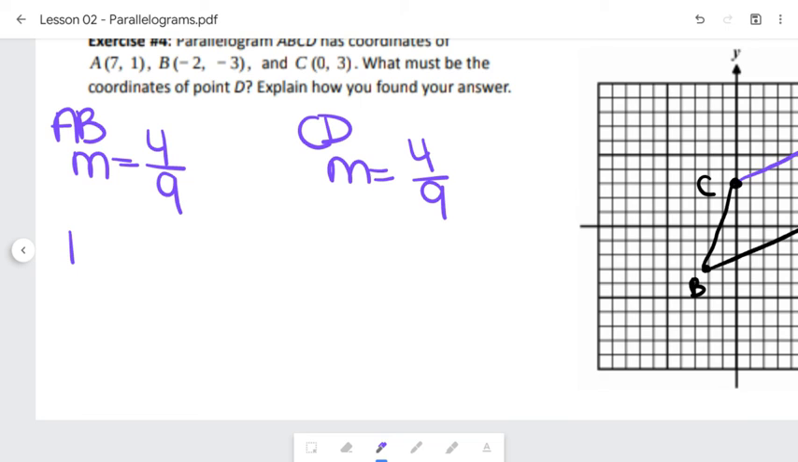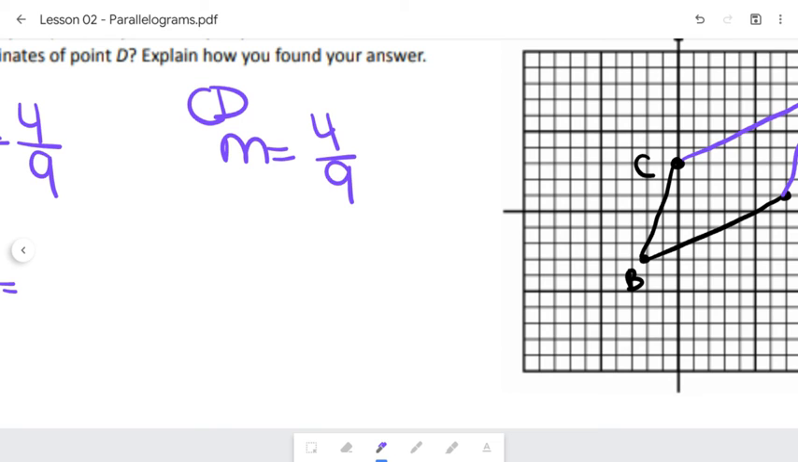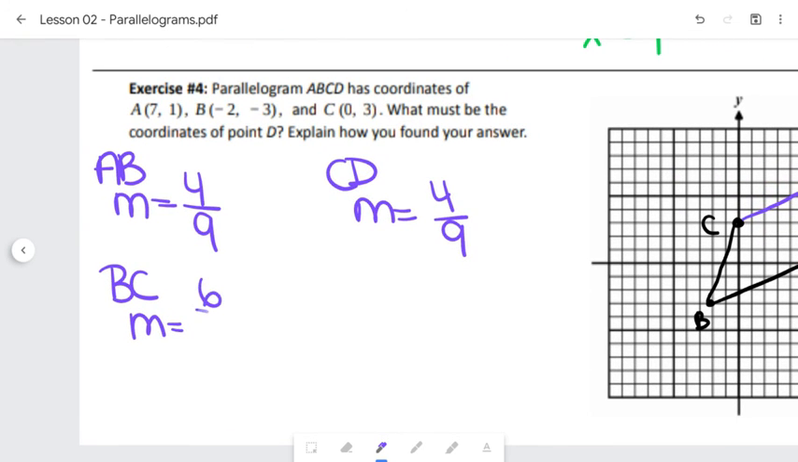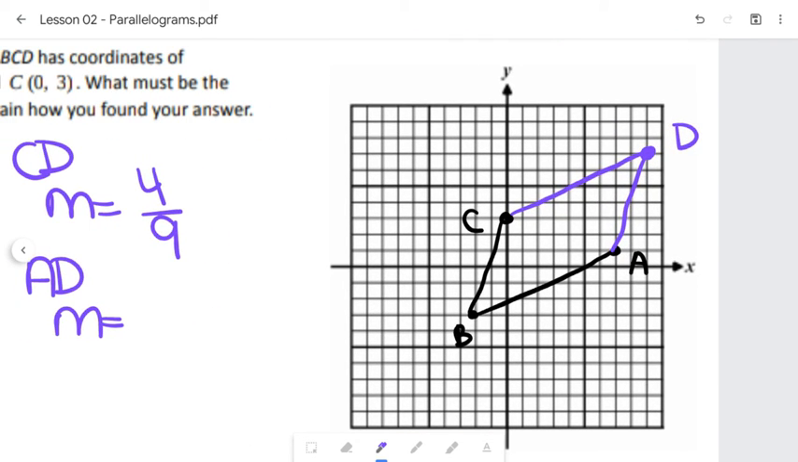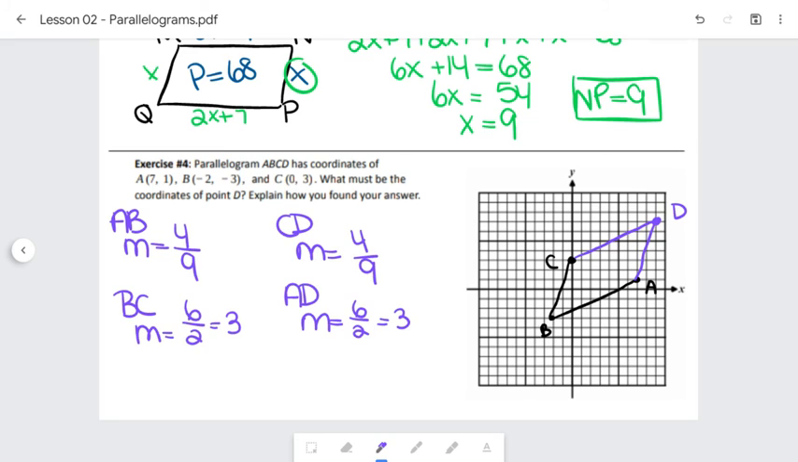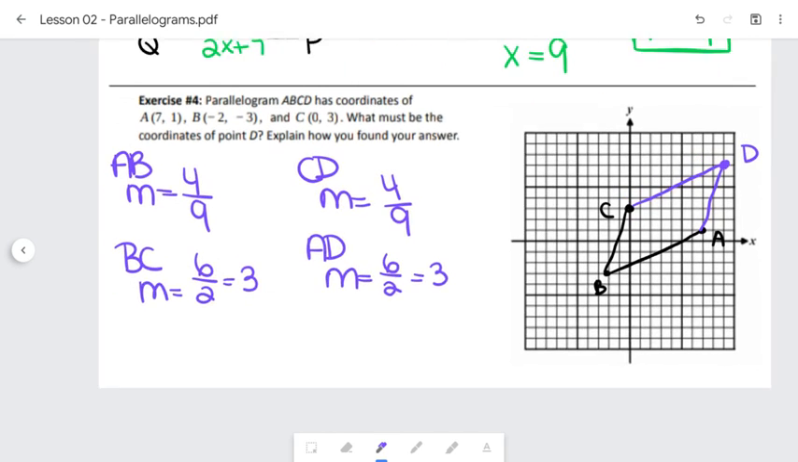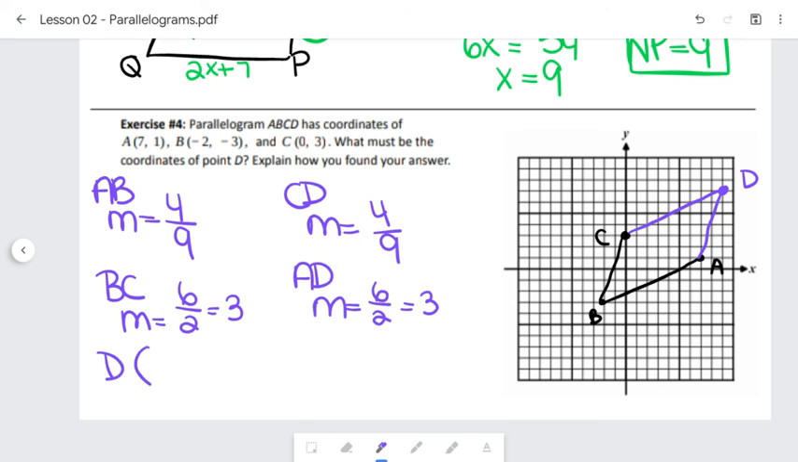and we could check the other two to make sure they're good as well. So if I look at BC, which I knew before, BC has a slope of 1, 2, 3, 4, 5, 6 over 2. Simplifies to 3. And if we look at AD, slope is 1, 2, 3, 4, 5, 6 over 2. Also simplifies to 3. So if you could show that both pairs of opposite sides are parallel, then we know here. So D is at the point, because it says strictly what's the coordinates? 9, 7.